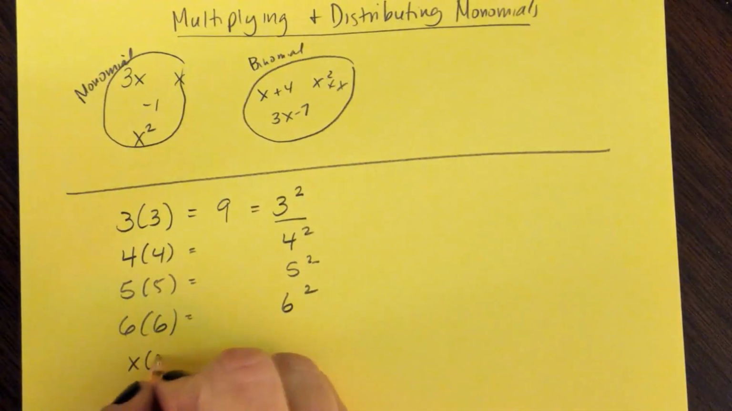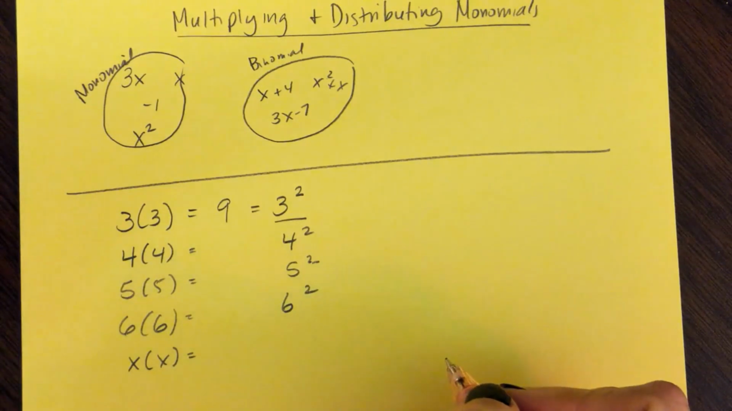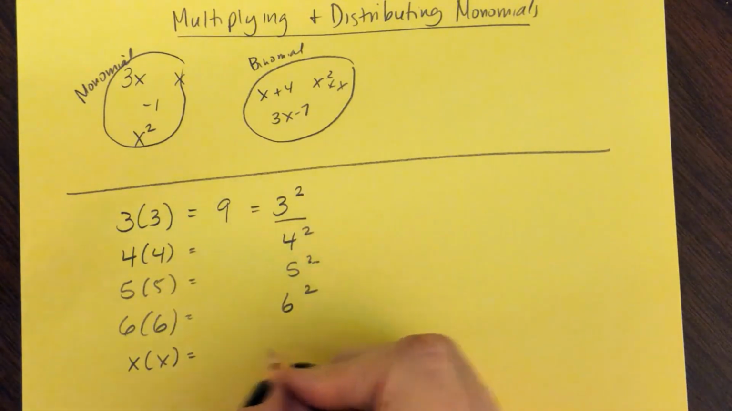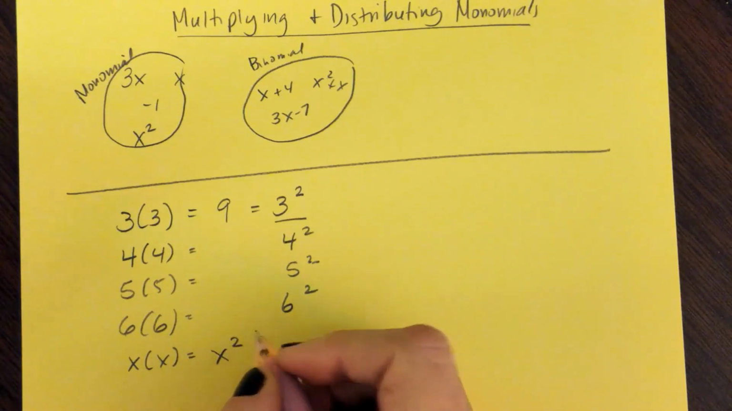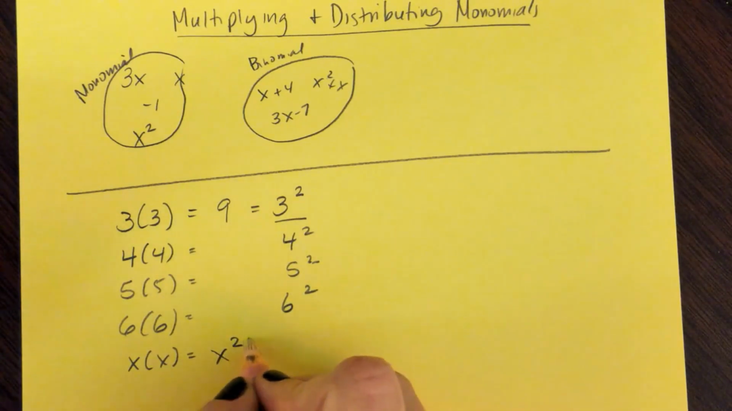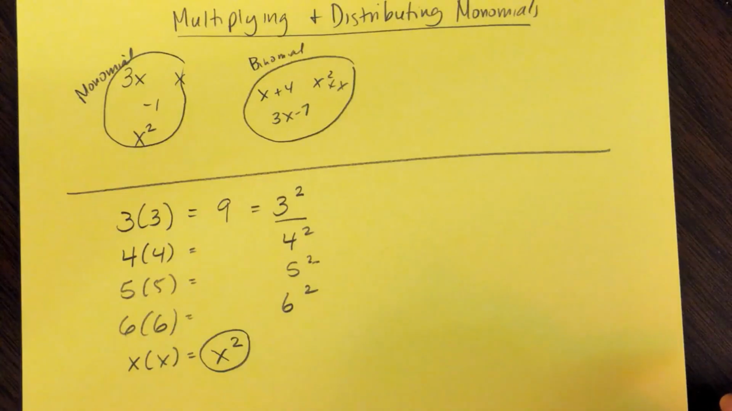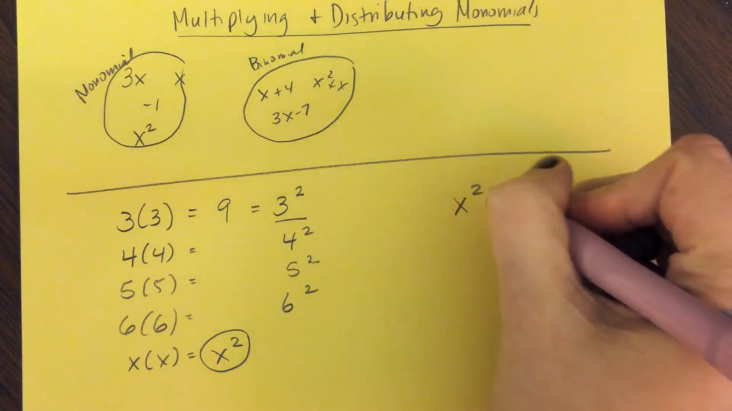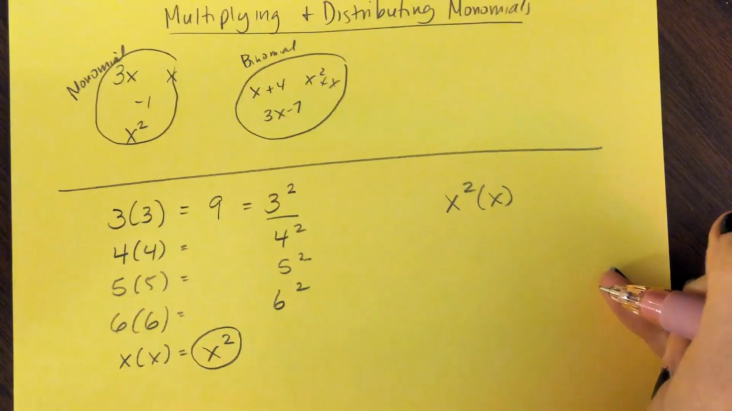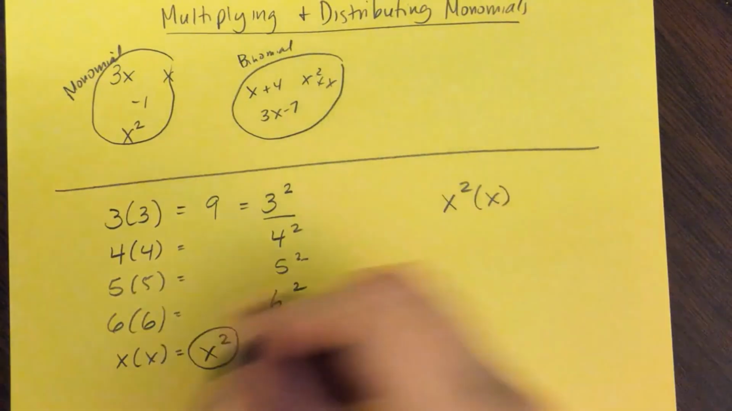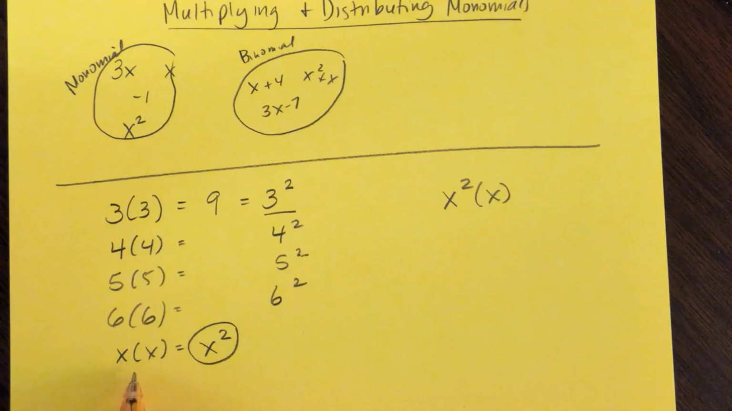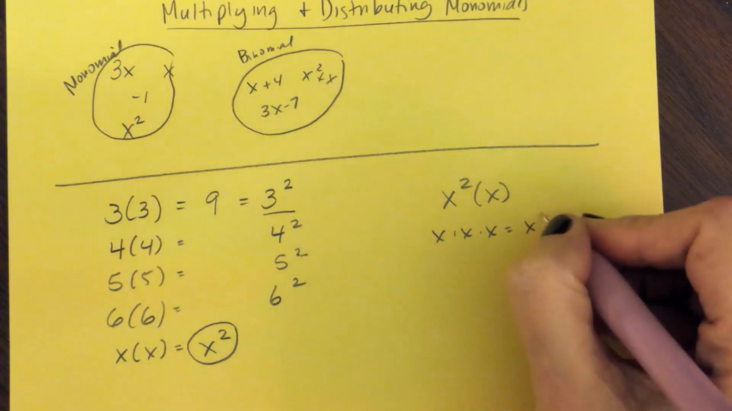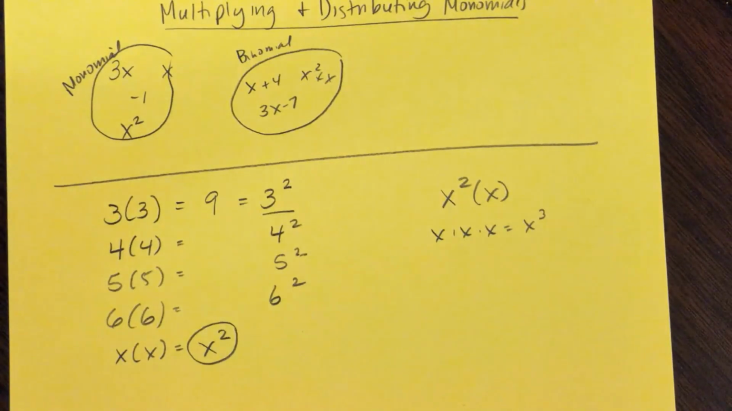X times x is what? Well, if 3 times 3 is 3 squared, 4 times 4 is 4 squared, and so on, then x times x has got to be x squared. And since I don't know the value of x, that would be where I would stop with that. What about x squared times x? That's a little trickier. Well, if I expand this out, x squared is x times x. Well, x times x times x is x to the 3rd power.